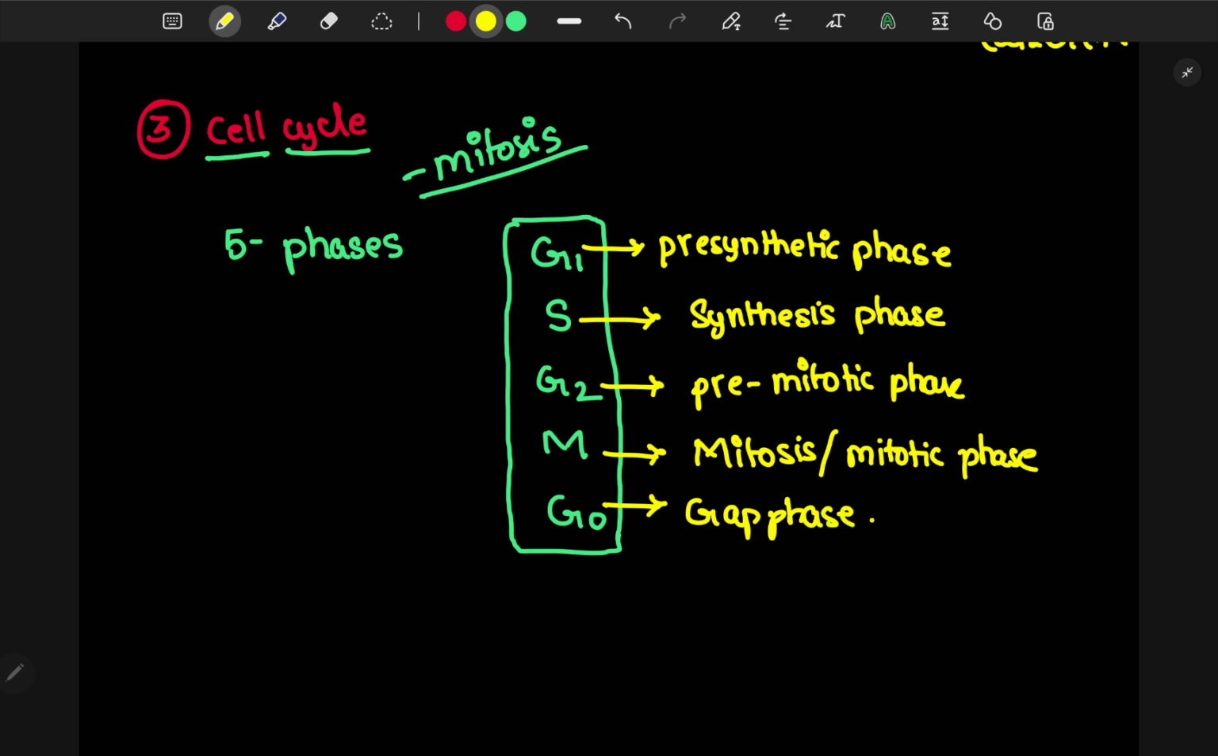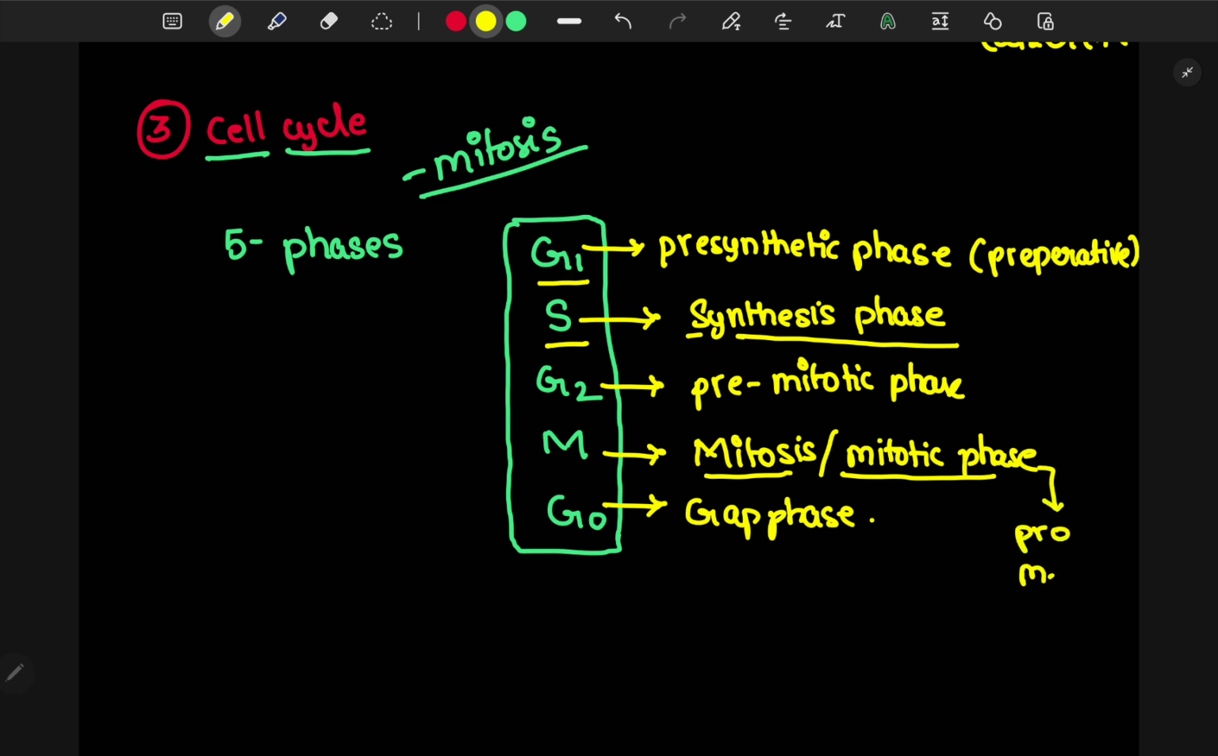Here in each phase, the cell will do some particular functions. Here in the G1 phase, it is a preparative phase. Here, the cell gathers every content that is required for the mitotic cell division, like storing the amino acids, collecting the different types of amino acids, etc. And in the synthetic phase, it synthesizes the DNA. And in the pre-mitotic phase, the synthesized DNA is aggregated. And in the mitosis phase, it involves different steps like prophase, metaphase, anaphase, telophase, etc.